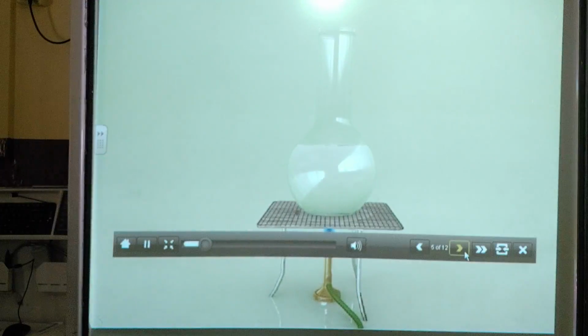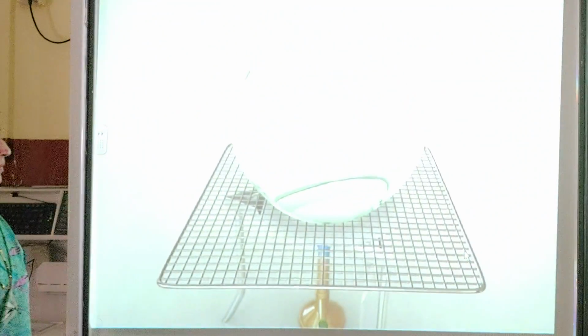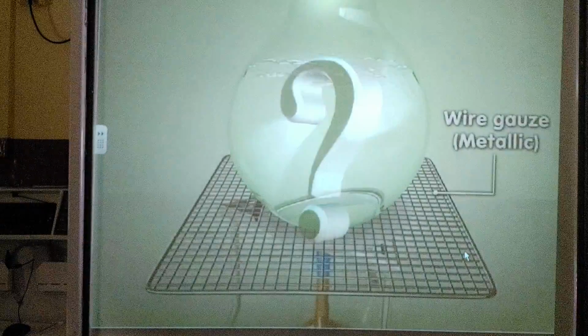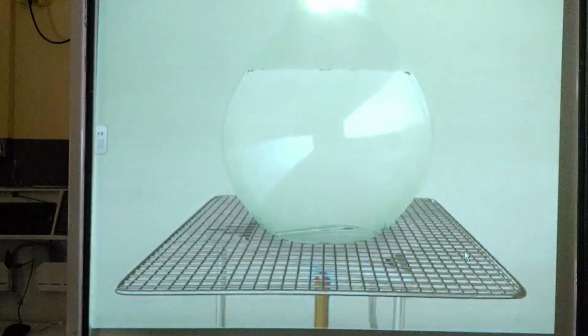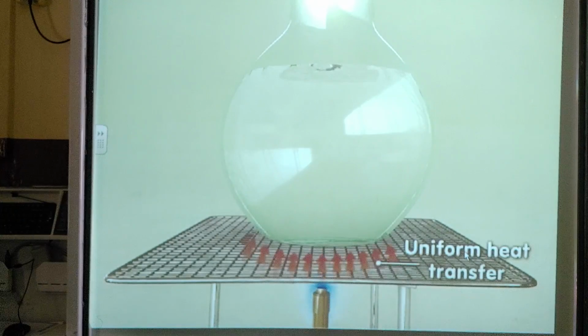A glass vessel, while being heated, is kept over a wire gauze made of metal. Why? This is because wire gauze helps to distribute heat uniformly over the entire vessel.